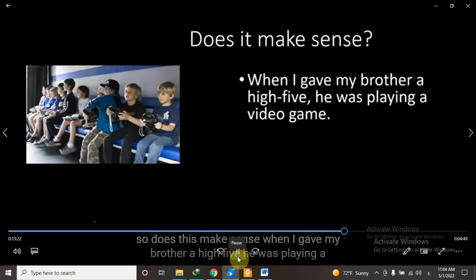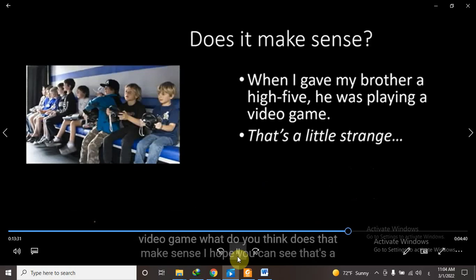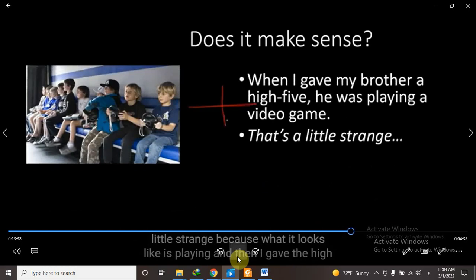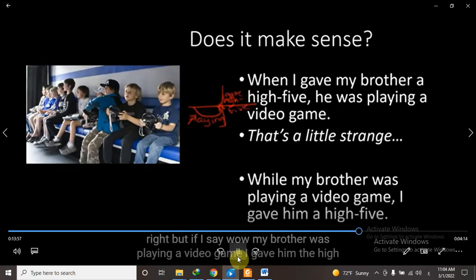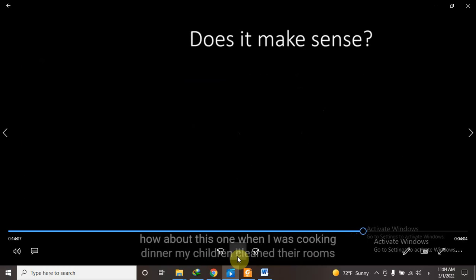So, does this make sense? When I gave my brother a high five, he was playing a video game. What do you think? Does that make sense? I hope you can see that's a little strange, because what it looks like is playing and then I gave the high five. So playing happens and then I gave a high five. Right? But if I say, while my brother was playing a video game, I gave him a high five. Now it makes a little more sense. We're using while. Okay?